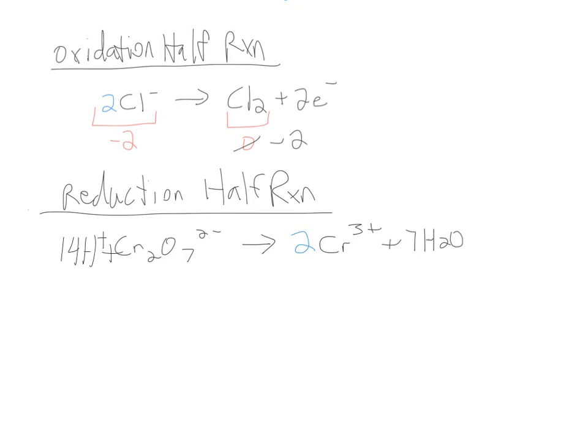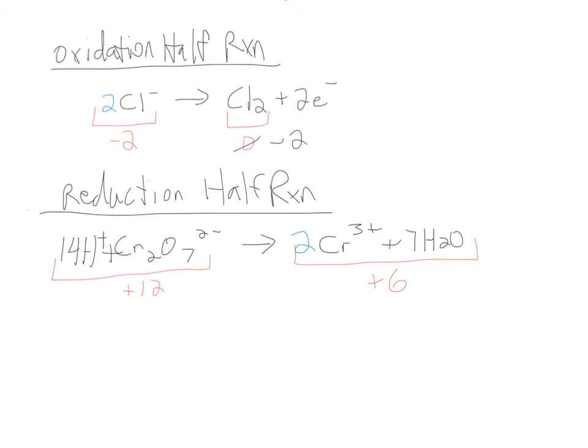Lastly, let's take a look at charge and balance charge by adding electrons. On the left side, as it's currently written, we have 14 species which have a single positive charge. We have 1 species that's double negative in its charge. So 14 minus 2 gives us an overall charge on the left side of positive 12. On the right side, we have 2 species whose charge is triple positive, and 7 species whose charge is neutral. 2 times a positive 3 gives us a positive 6. So there's an imbalance in charge.